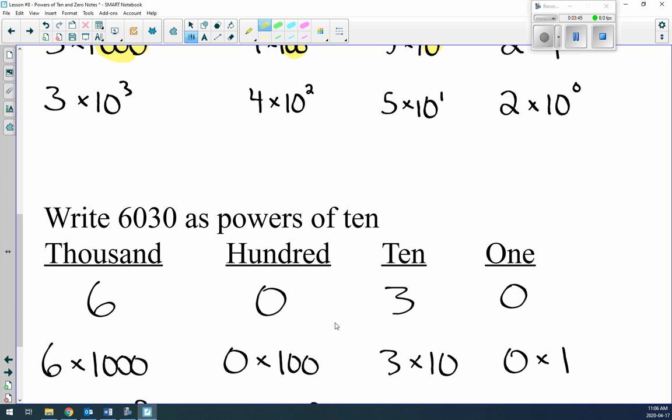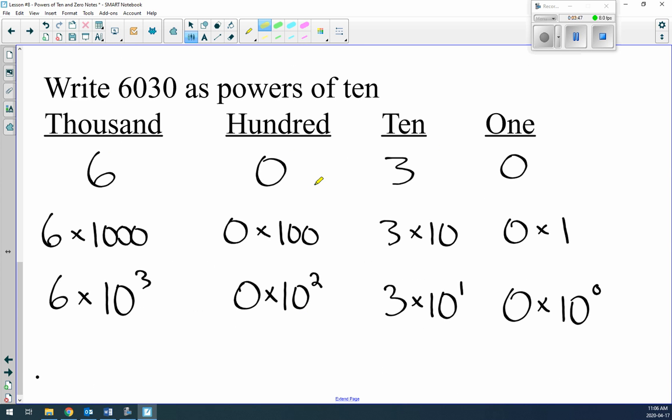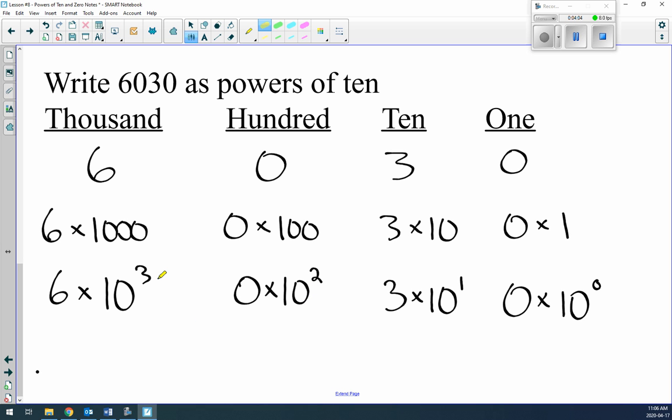Okay, so let's do another one here. Write 6,030 as powers of 10. So we break it down, 1,000, 100, 10, 1. So 6 is 6 times 1,000, 0 times 100, 3 is 3 times 10, and 0 times 1. It seems silly to write in the zeros, but we use it when we write out all the pieces to this question. So 6 times 10 to the 3. Where did we get 3 from? 3 zeros. 0 times 10 to the 2.